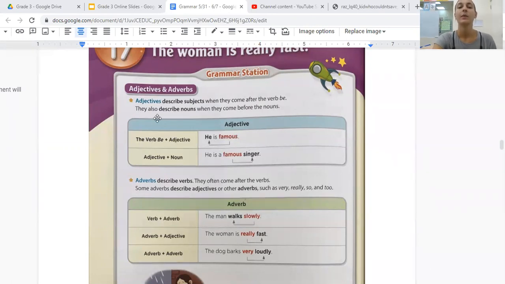Okay. We can also use adjectives to describe nouns when they come before the noun. So this time we have a noun, singer. He is a famous singer. So we're describing the noun singer and we put our adjective famous before that.